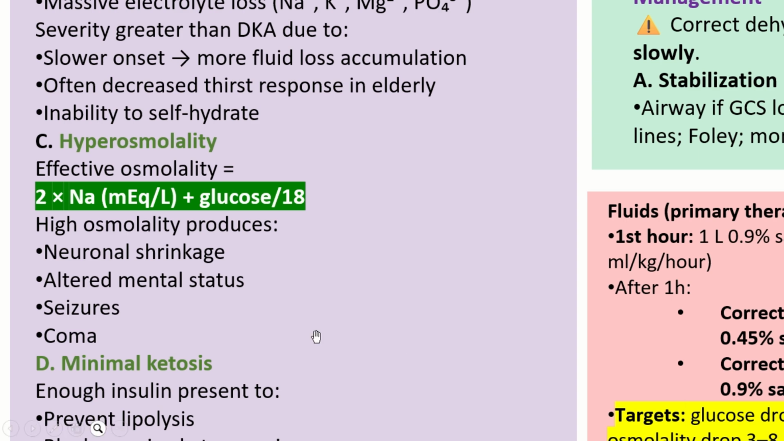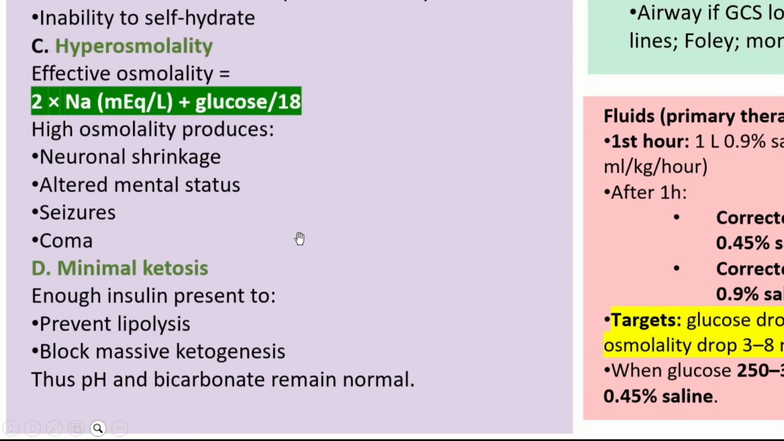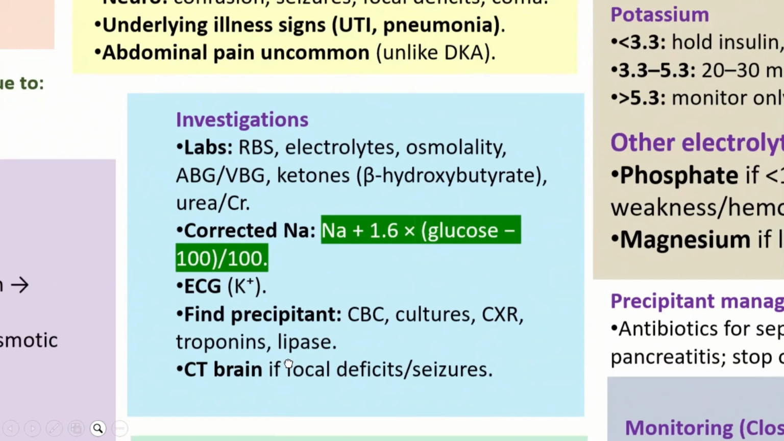Then because of the little insulin that is still produced from the pancreas in people with type 2 diabetes mellitus, we're going to end up having minimal ketosis, because that insulin is going to prevent lipolysis, it's going to block passive ketogenesis, and therefore the pH and the bicarbonate are going to remain normal. And that is going to be very, very important in differentiating it from DKA.